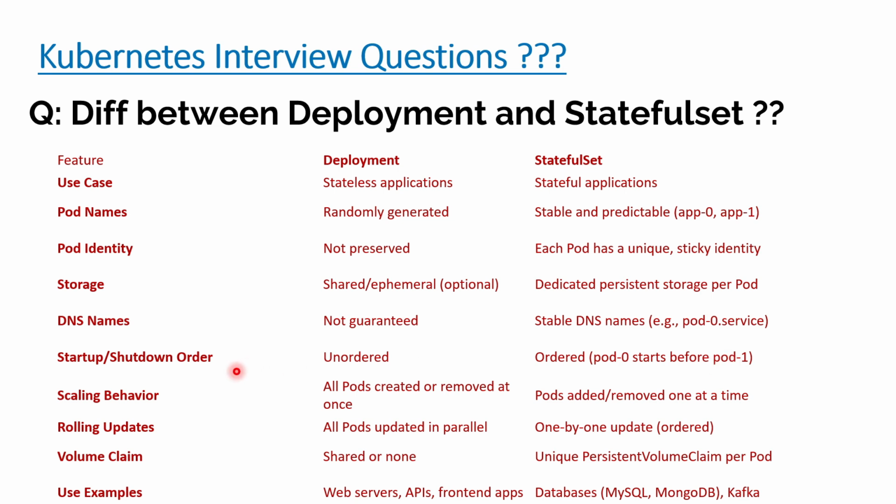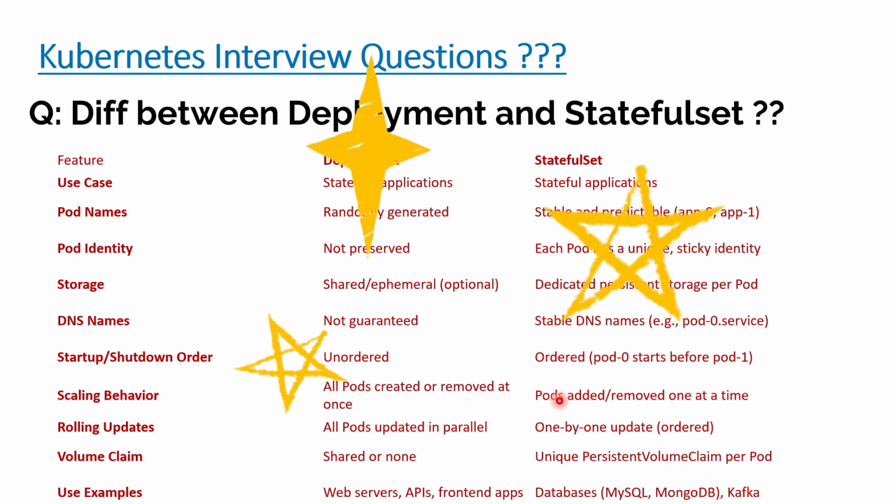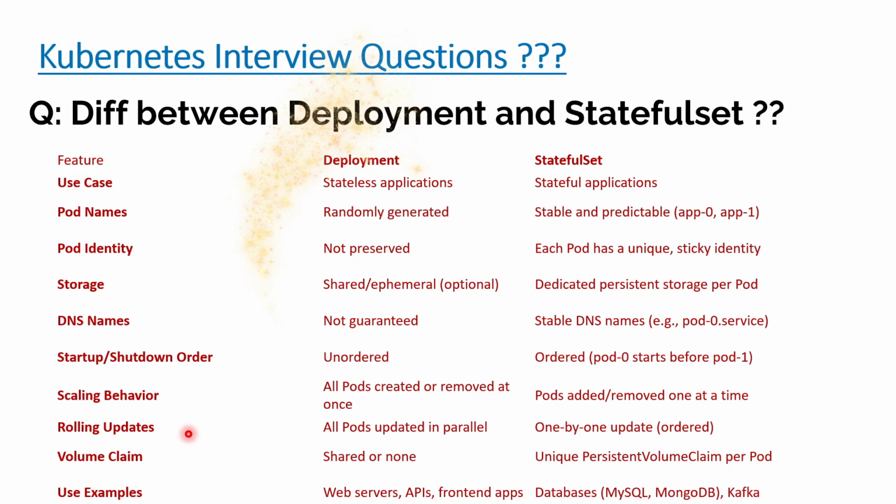You have seen that. Scaling behavior: with deployment, all can be created at once, but stateful set creates one at a time. You might have seen the stateful set pods come one at a time. Rolling updates: all pods are updated in parallel in deployment, but in the case of stateful set, it goes one by one in an ordered fashion. Volume claim: none in deployment, but stateful set has a unique persistent volume claim per pod. Examples: web servers, APIs, front-end apps for deployment. But in this case, it's MySQL, MongoDB, Kafka, and so on.